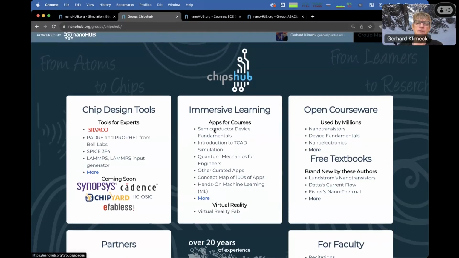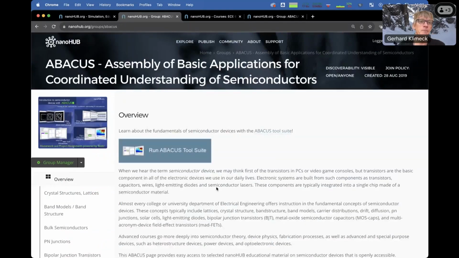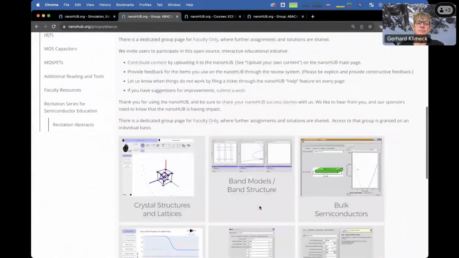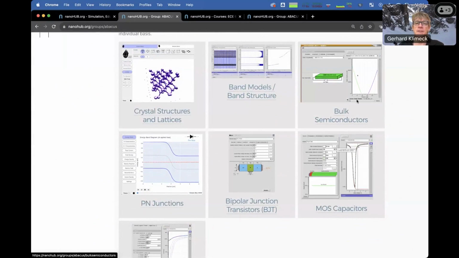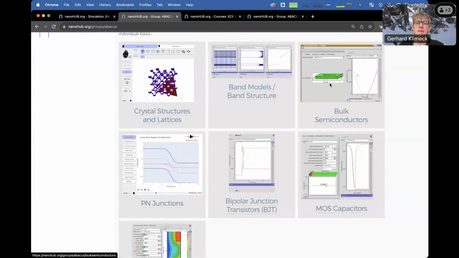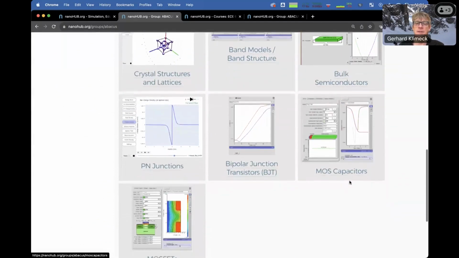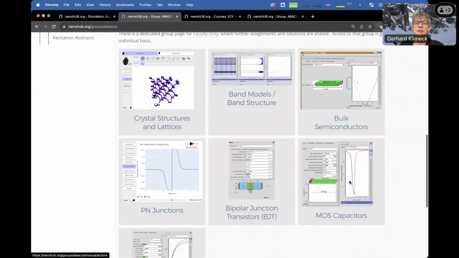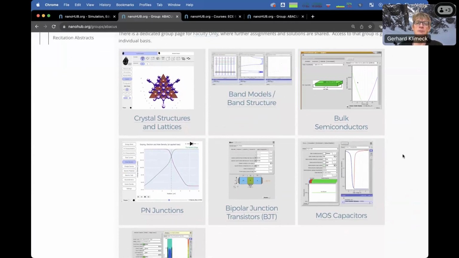I'm going to focus on semiconductor fundamentals here. So I'm going to click on this, and I get to Abacus. And Abacus is really an assembly of tools, multiple tools. And these tools cover items such as crystal structure, band structure models, bulk semiconductors, which I'm talking about today, p-n junctions, bipolar junction transistors, MOS capacitors, and then MOSFETs. So that's what this recitation series is about. It's really geared towards faculty members who would like to integrate these tools into their classrooms.